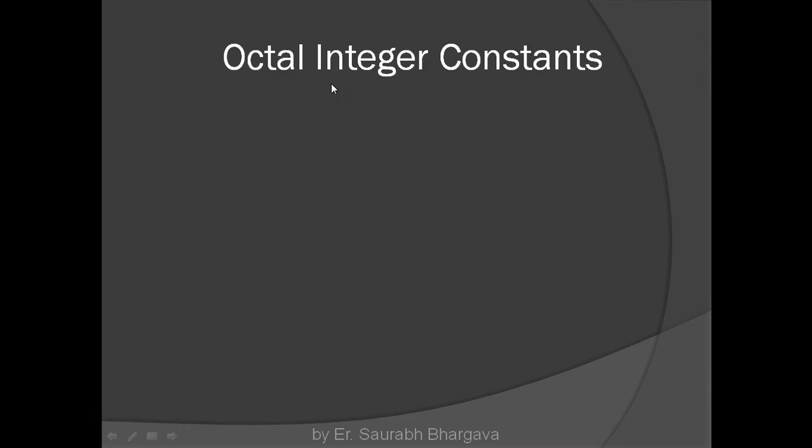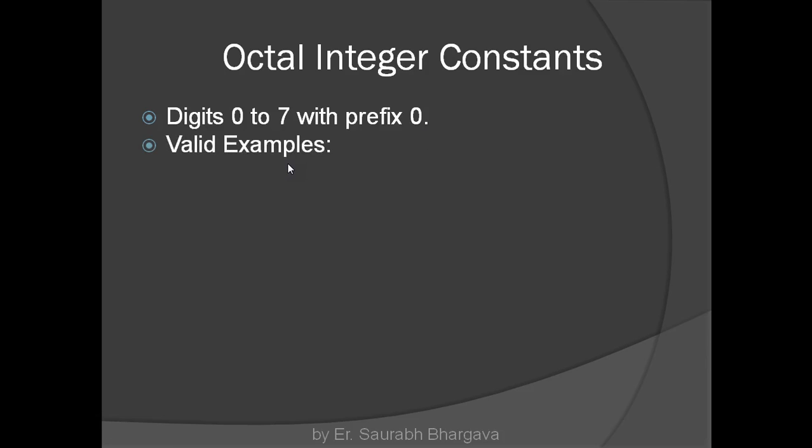Now the octal integer constant. Octal integer constants are the combination of 0 to 7 with prefix value 0. Valid examples are 0. 0 itself is an octal integer constant. Preceding with 0 is also valid. Some invalid examples are also shown here.